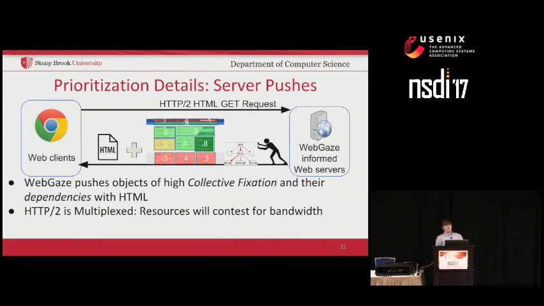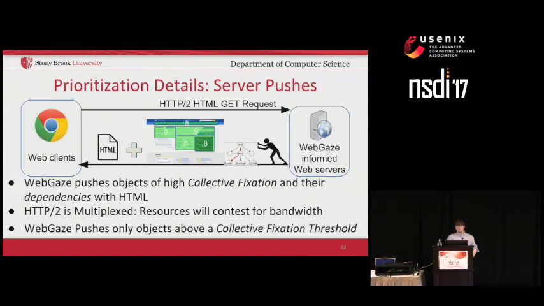However, server push does come with a caveat. HTTP2 functions by allowing all of the objects to be downloaded in parallel, and so by pushing too many objects, they contest for bandwidth, which has been shown to degrade the page load performance over non-prioritization schemes in practice. So WebGaze avoids these worst-case HTTP2 performances by utilizing a collective fixation threshold to only push objects that are above the maximal importance to the user. The specifics of the collective fixation threshold, how it's calculated to determine this really high priority set of objects, is discussed in the paper.